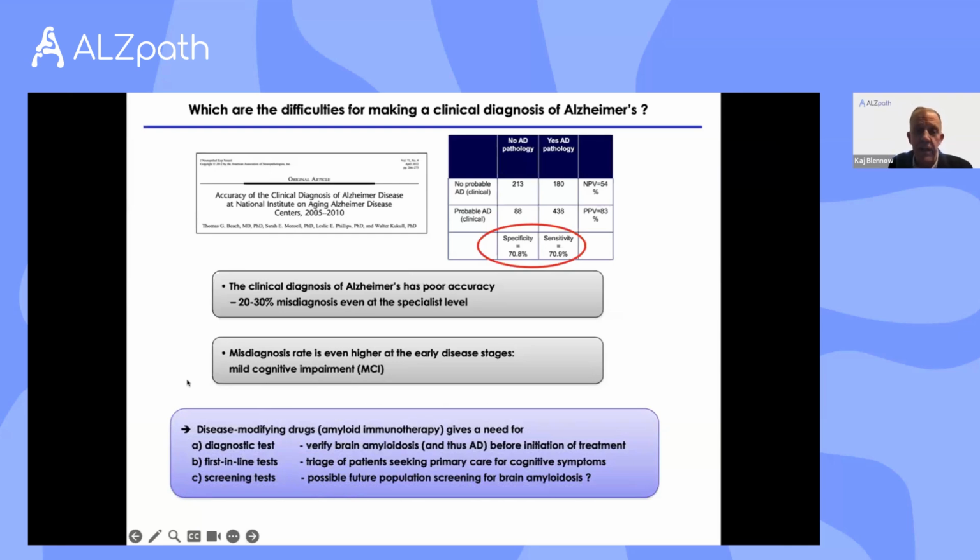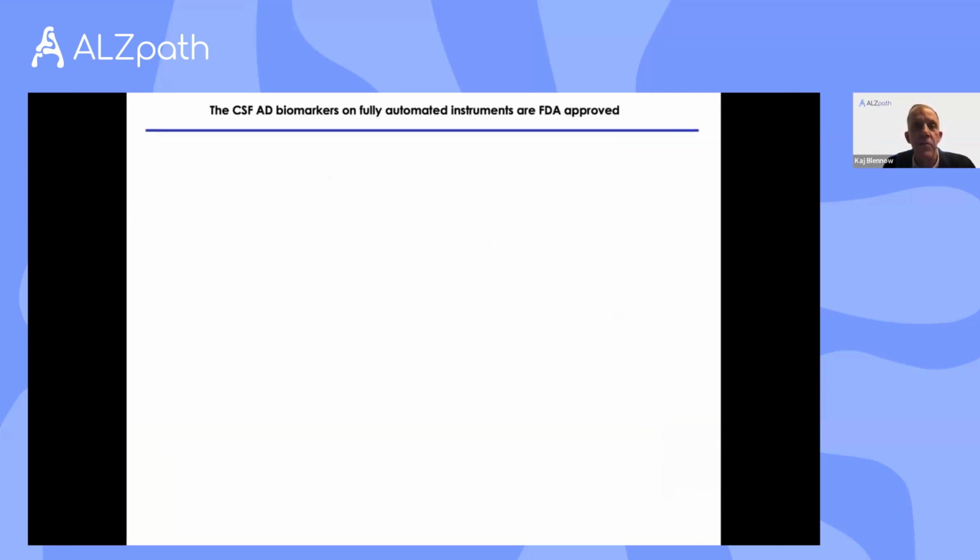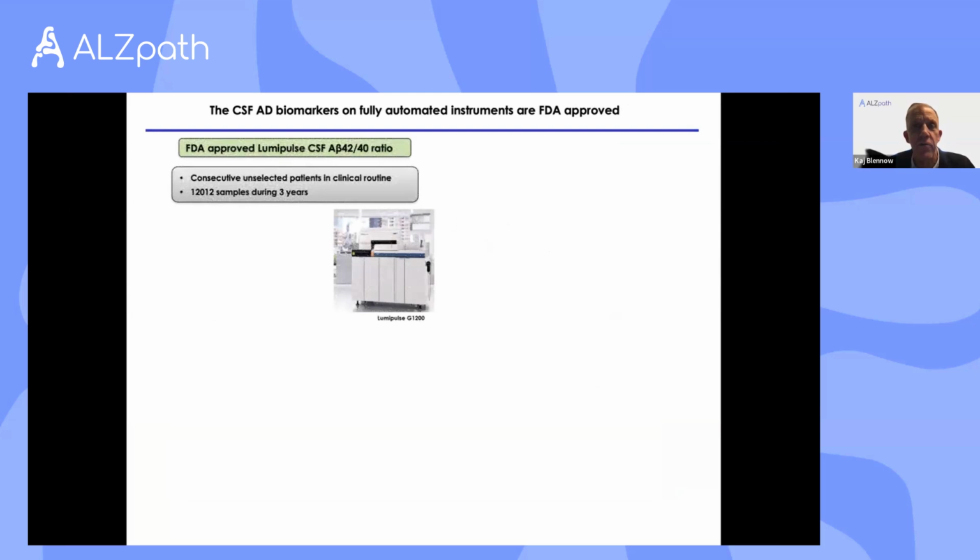We have first-in-line tests, you could call it. For example, you can use it in primary care for triaging patients seeking medical advice for cognitive symptoms, and then maybe even in the future we could have screening tests for brain amyloidosis. So for the cerebrospinal fluid test we have FDA approved assays on fully automated instruments. I will show you a little bit about this. This is the LumiPulse instrument. So this is just some examples from our clinic in Gothenburg.